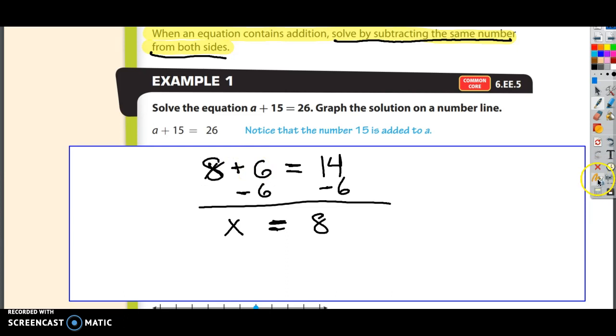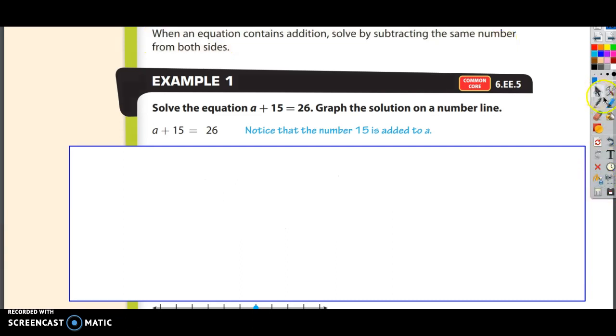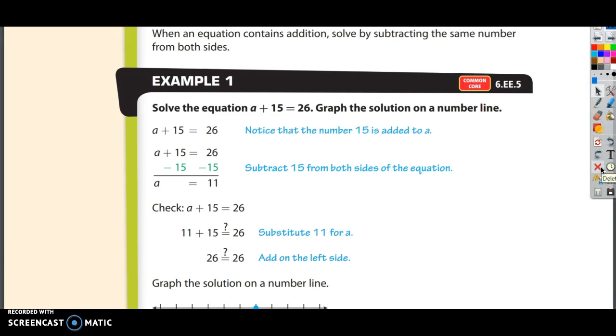When an equation contains addition, solve by subtracting the same number from both sides. So that's how you solve those. Pretty simple, huh?